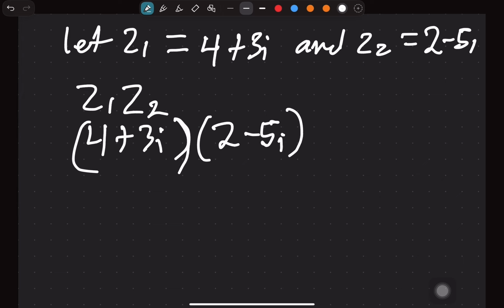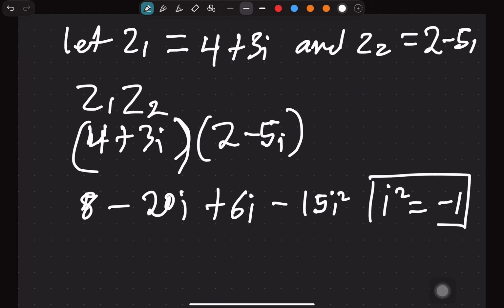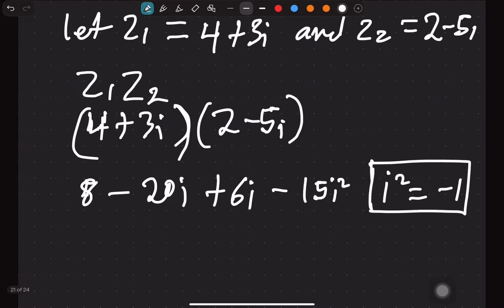Now let's employ the distributive property of multiplication over addition. So let's first take 4 and distribute it. So we get 8 minus 20i. Then take the 3i and distribute, to get plus 6i minus 15i squared. Okay, now i squared, as we'll see later, is equal to -1, which relates to the powers of the imaginary unit. We'll look at it right now.